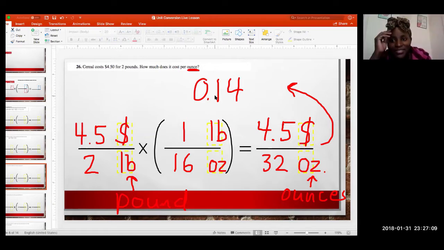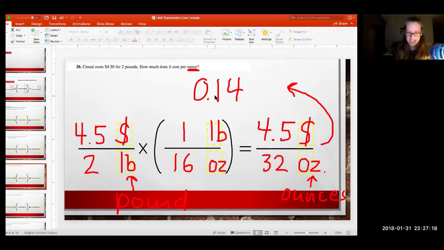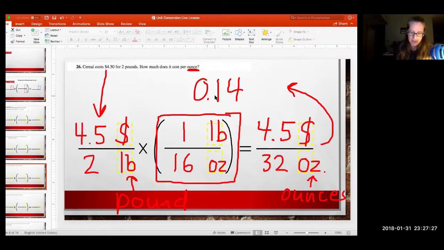I don't think I get it. Where did the 16 come from? The 16? Yes. Okay, so this right here is the information that came from the problem. And this is information that we know. We know that in 1 pound, there's 16 ounces. So these two things right here are equal to each other.